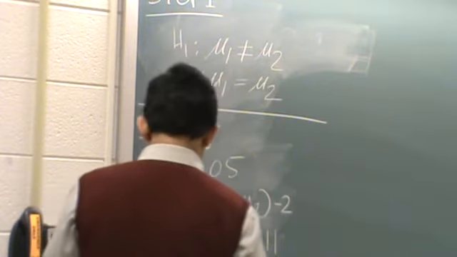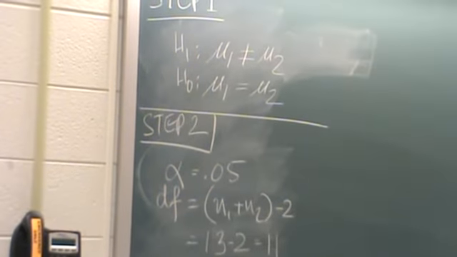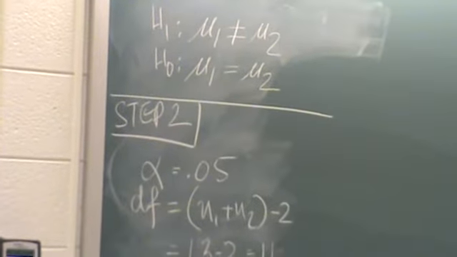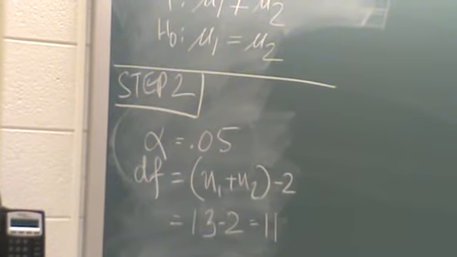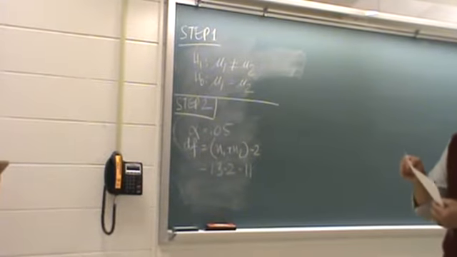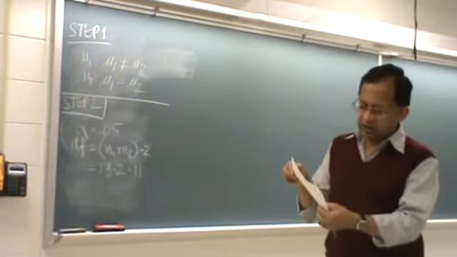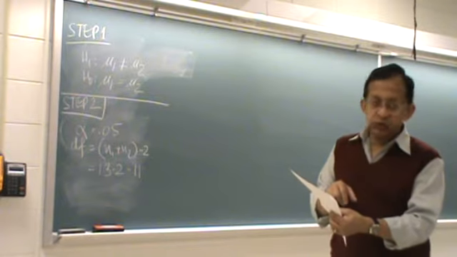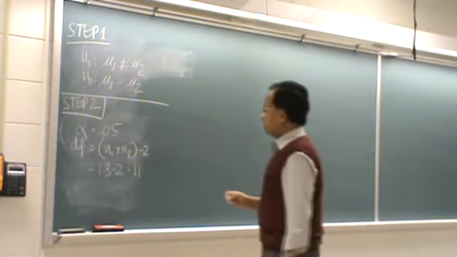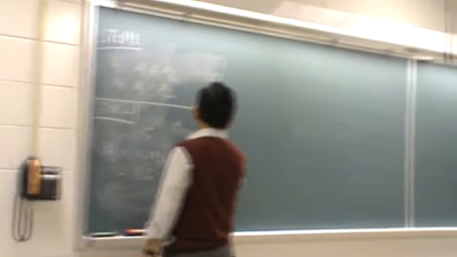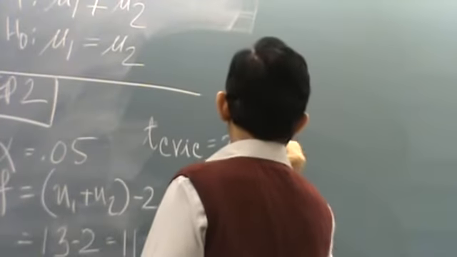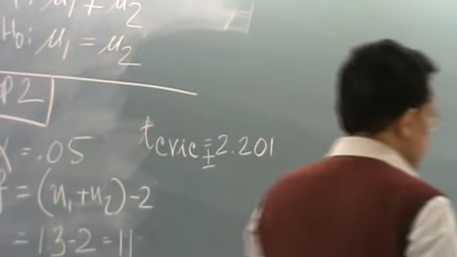So our degrees of freedom is 11, and based on that degrees of freedom and value of alpha, we look at our T critical. So look at the first column, degrees of freedom 11. Go to your right, look for two-tailed test, and our T value is 2.201. So T critical is 2.201. So this is step 2.